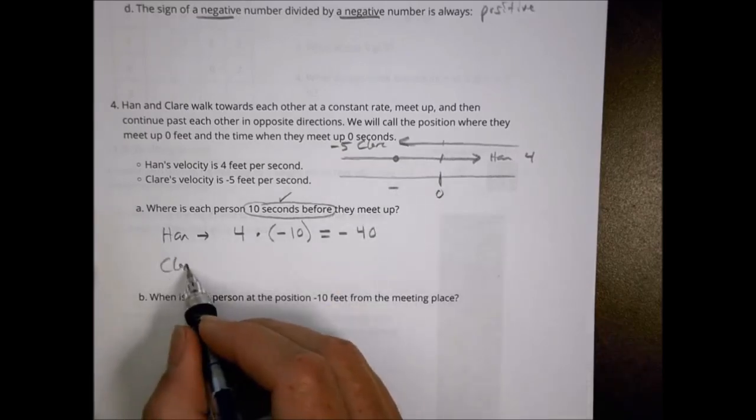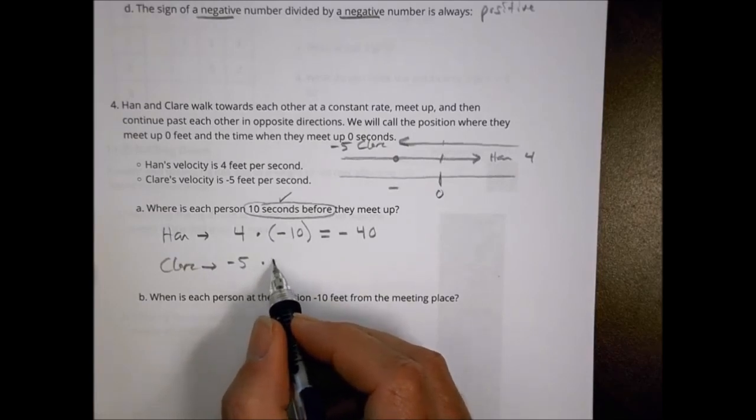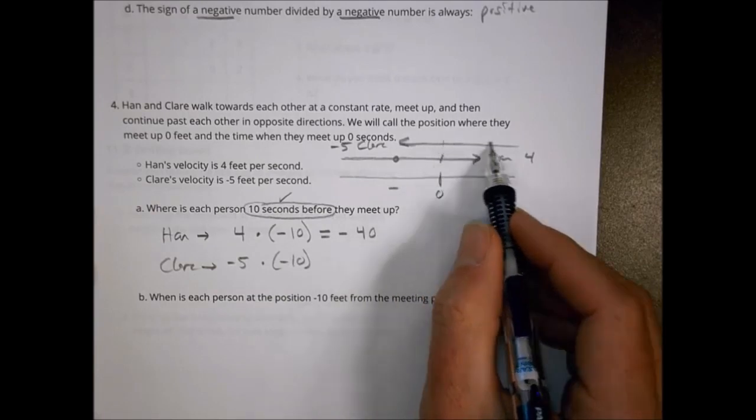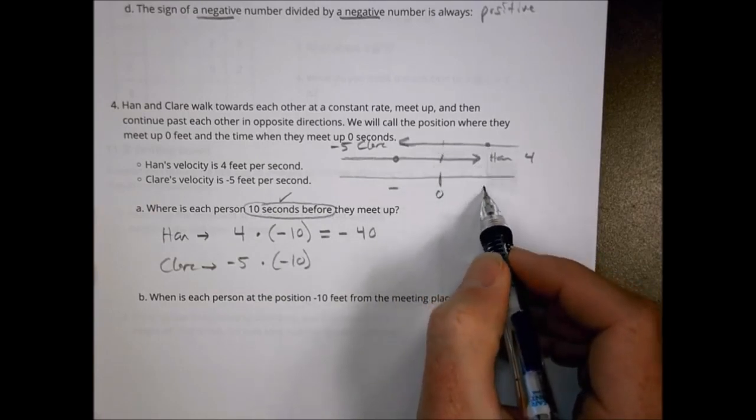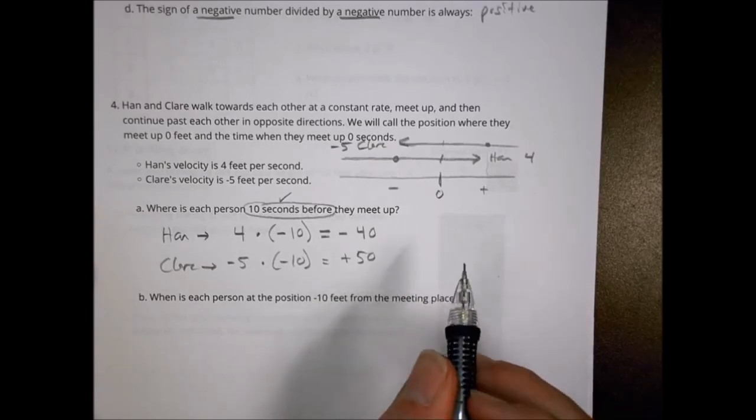But for Claire, Claire is going -5 feet per second, and 10 seconds before she meets up, that'd be a -10, right? So here's Claire, somewhere over here, and we can see that value is on the positive side. It's going to give us +50 is where she's going to be.